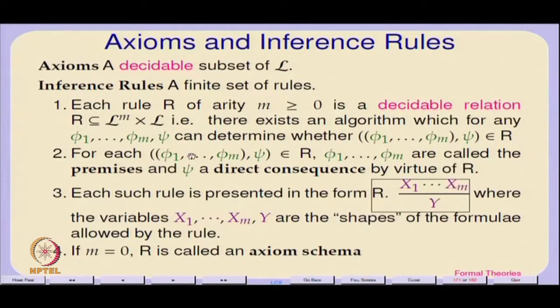So, for each such ordered pair belonging to this relation R, phi 1 to phi m are called the premises, and psi is called a direct consequence of phi 1 to phi m. Yeah. And usually because of these decidability and other conditions, this R therefore could be an infinite relation, right. I mean it could have a cardinality of L^m cross L. If L is an infinite language, L^m cross L is also countably infinite. So, R could be an infinite subset of L^m cross L.